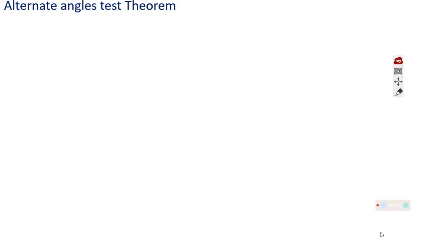Alternate angle test theorem. This is a converse theorem, in fact. If alternate angles are congruent, we will say that the lines are parallel. That is the concept. I will go through this quickly because the main thing is that you should understand that alternate angles are congruent when a set of parallel lines are intersected by a transversal. We are using it in the opposite direction.